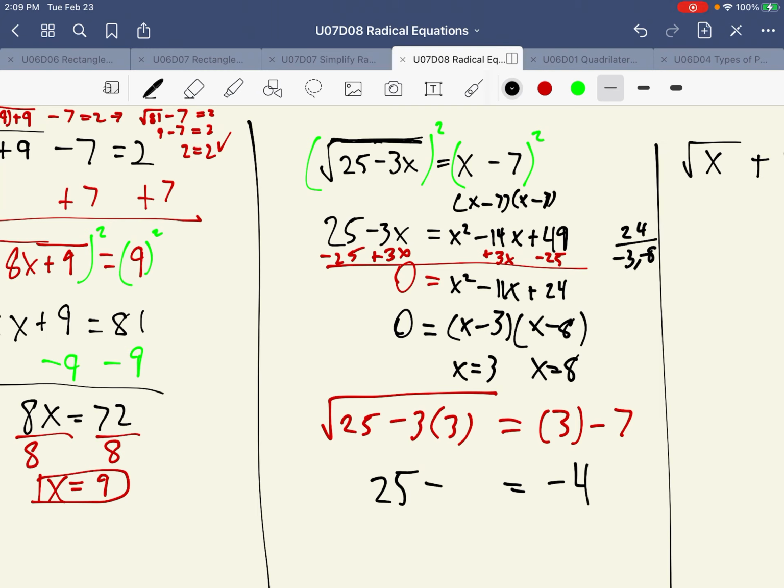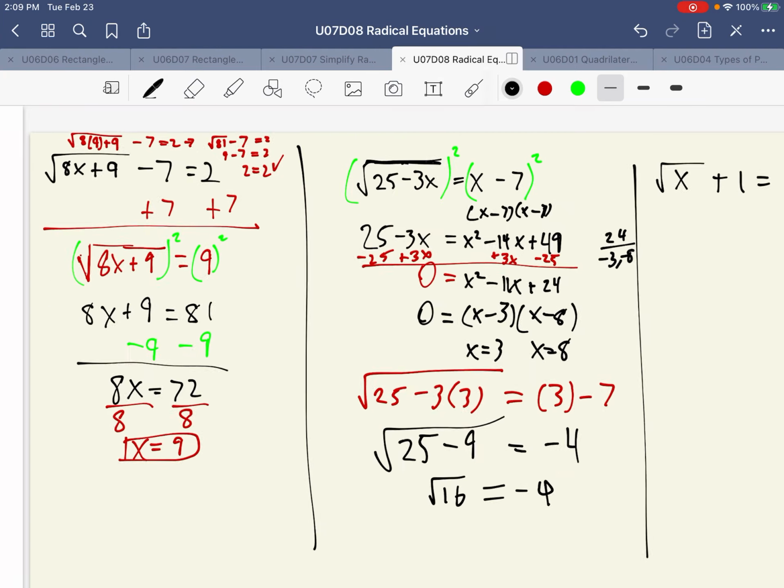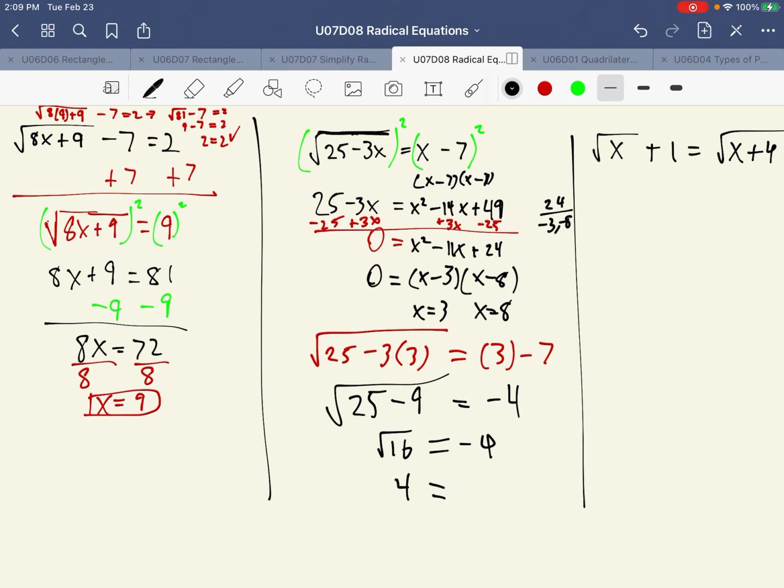So we get 25 minus 9. So 25 minus 9 is 16, and the right side is negative 4. And we get 4 equals negative 4, which is just a false statement. So that means that this solution was extraneous.